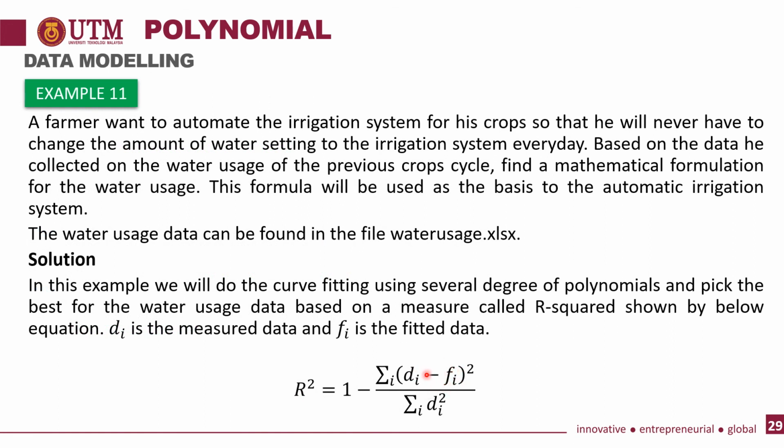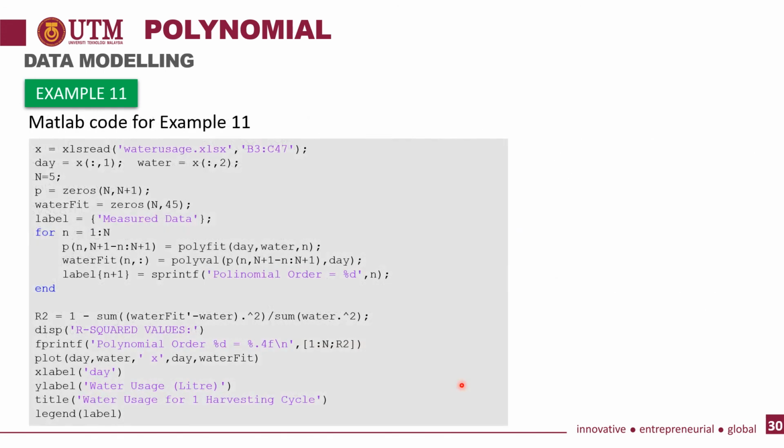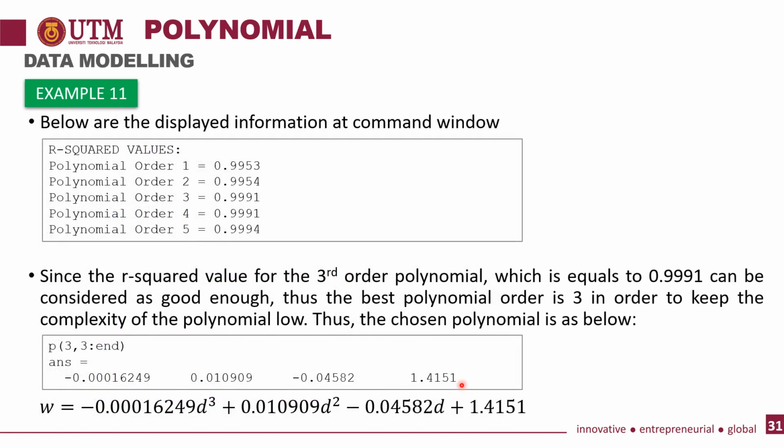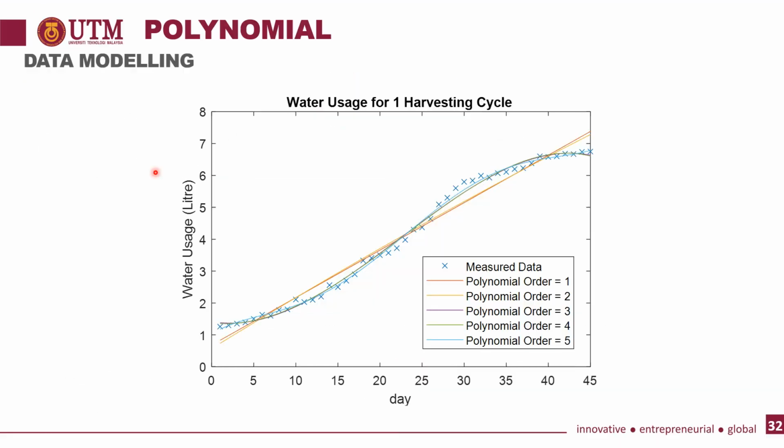Di is the measured data that we get from the farmers. Fi is the data that we get from the polynomial expression. So this is the output that you get. Below is the information displayed in the command window. The R squared value is the more accurate way for you to observe the accuracy for the order of your system.